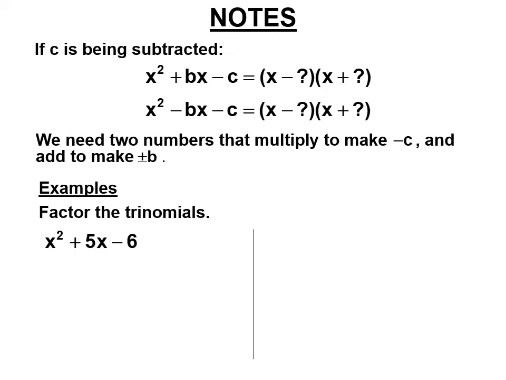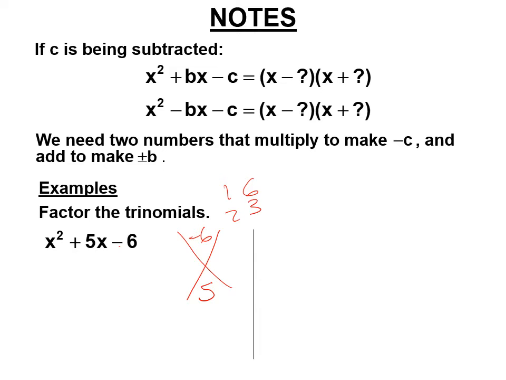So let's see this. Okay. So every time you have a minus there, right? We need two numbers that multiply to make -6 and add up to 5. Okay. So in this one, we're multiplying to make a negative and add up to a positive. Now, what multiplies to make 6? 1 and 6 and 2 and 3.